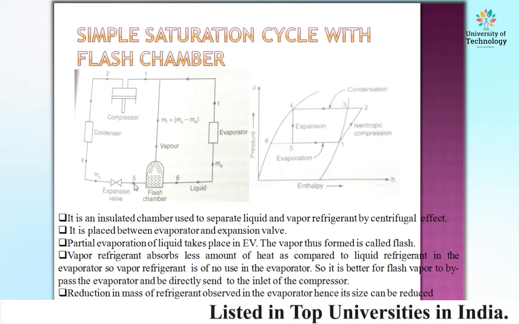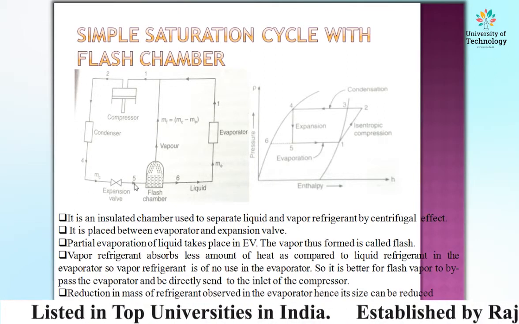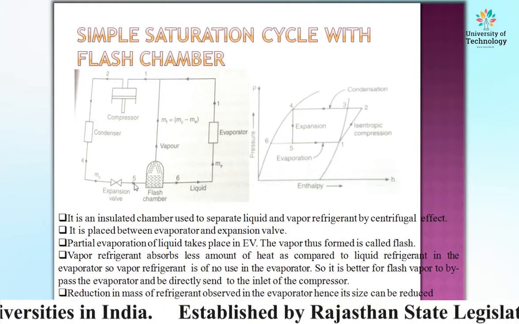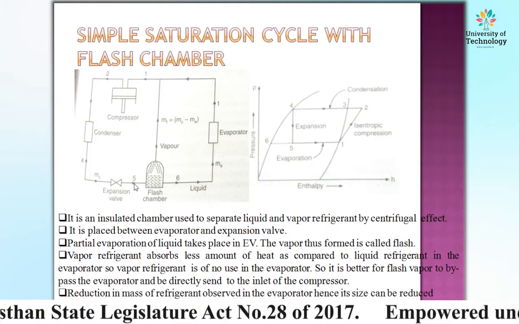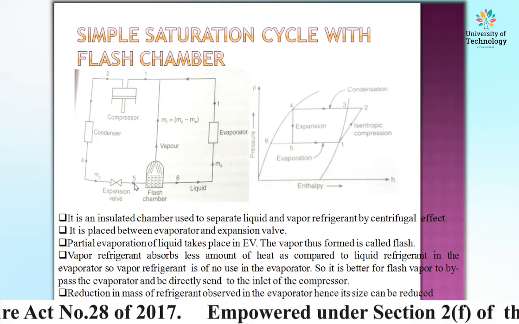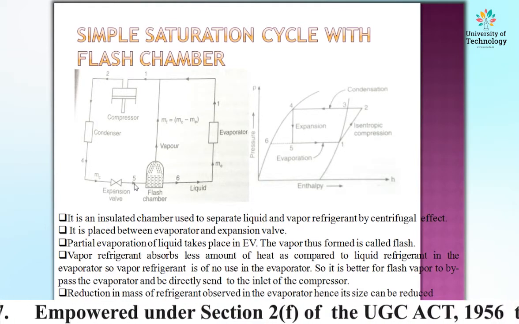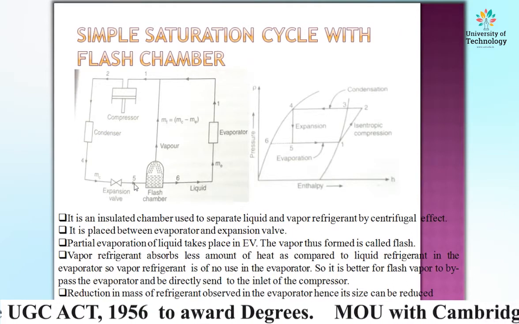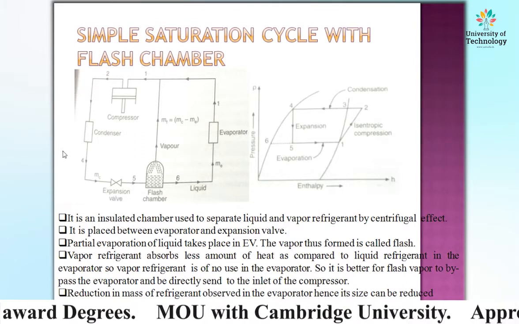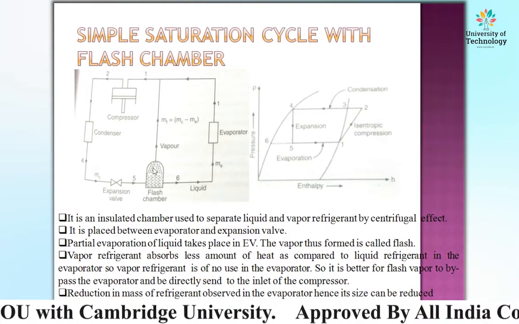So the vapor formed during this evaporation in the expansion valve is called flash. It means the partial evaporation of liquid takes place in the expansion valve. So this is the flash, and this means vapor plus liquid.